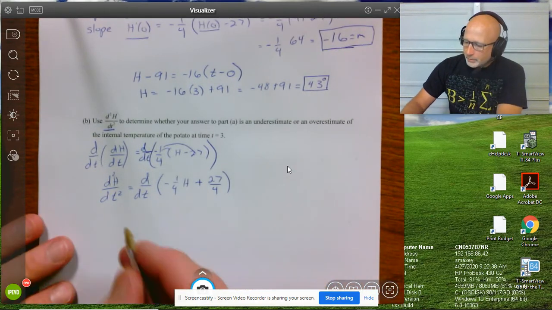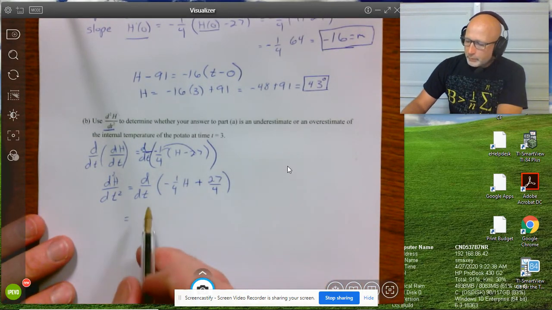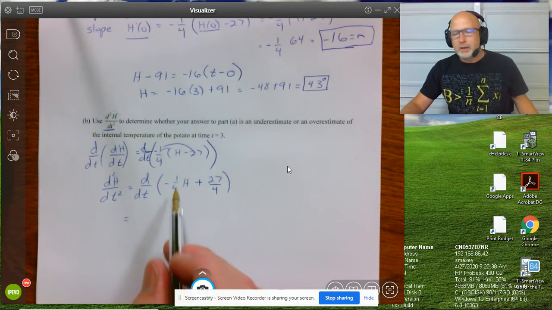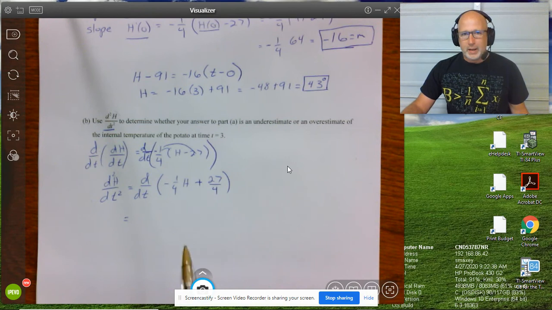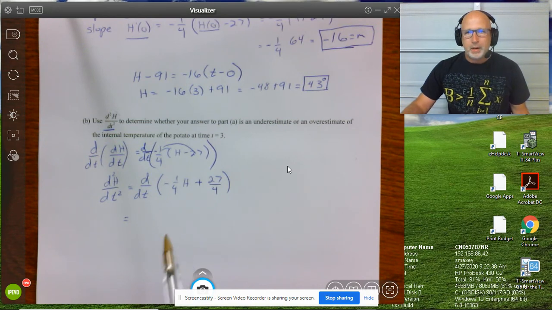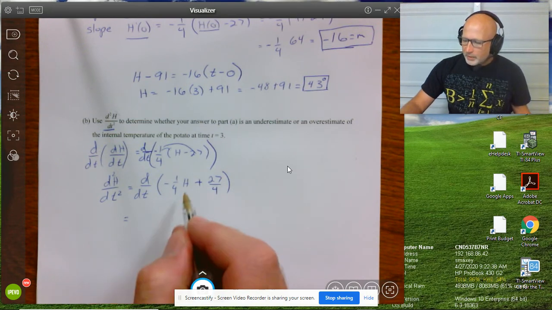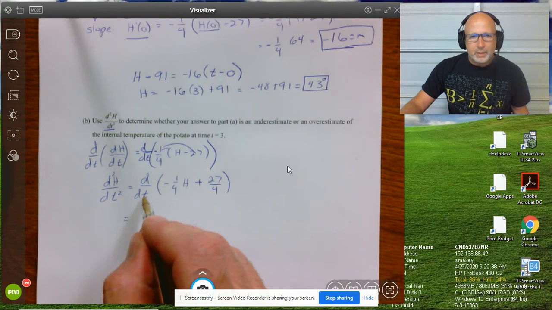Okay, so now let's go through and take the derivative. So I have the second derivative is equal to. So what is the derivative of negative 1/4 h? You might be very tempted to just say h. But here's the thing, is we are taking the derivative of h with respect to t.